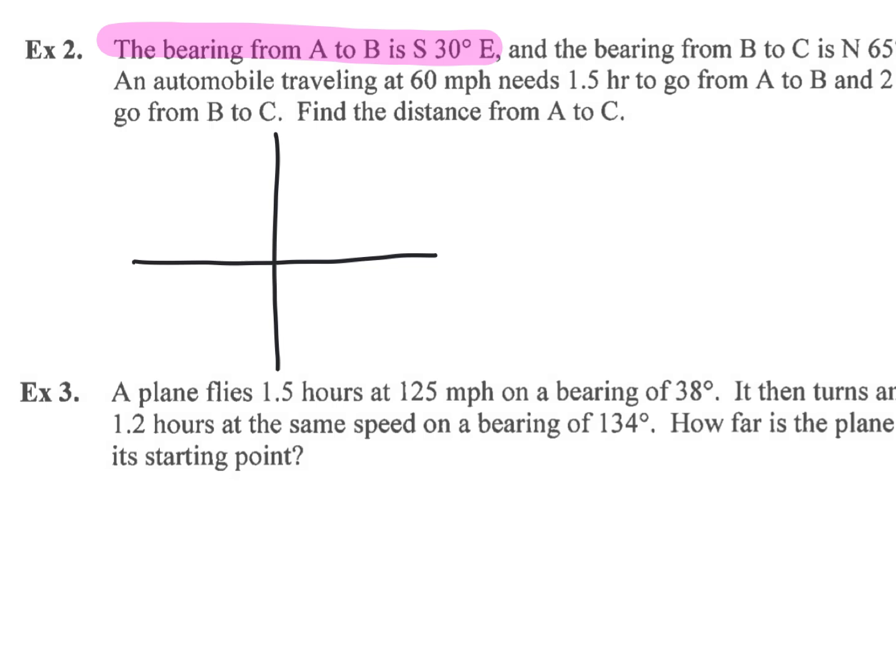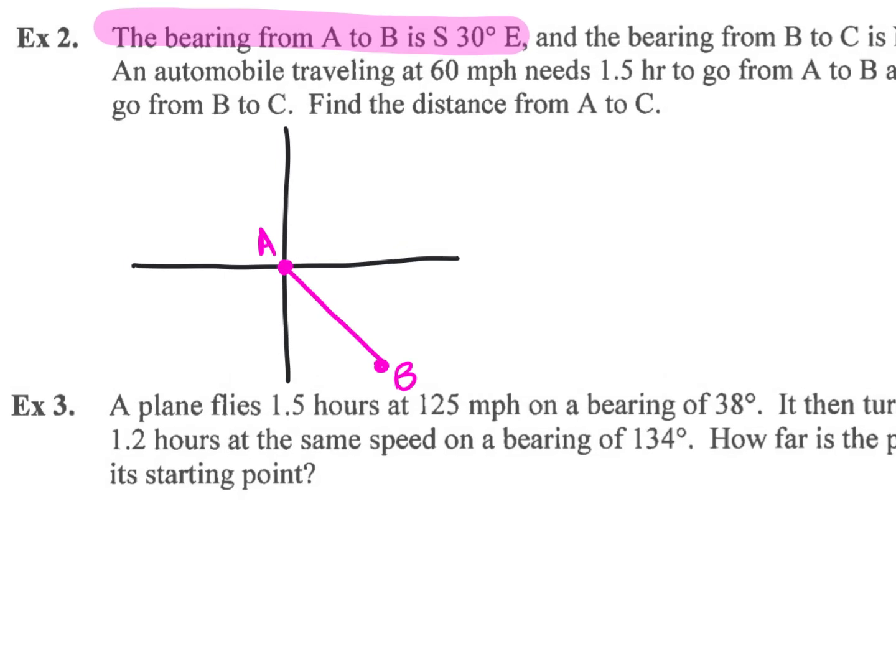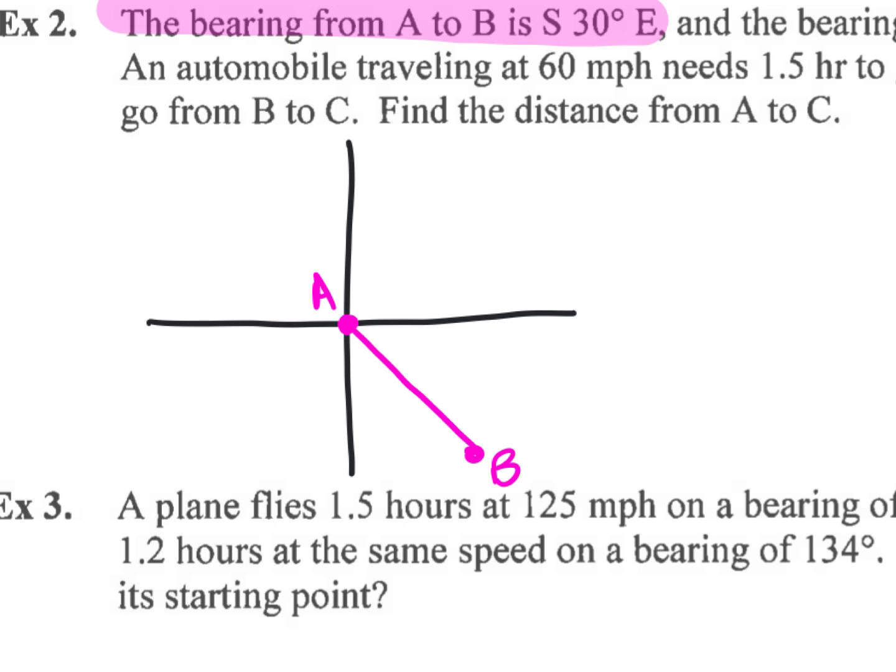All right, so if we draw the bearing from A to B is 30 degrees east of south, where do we put A, first off? In the middle. Which quadrant is B in? Fourth quadrant. B is over here somewhere. A to B is 30 degrees east of south. Now, for the $1 million question, where do we put the 30 degrees? Okay, by the y-axis. It's between south and the line we just drew. So this is 30 degrees.